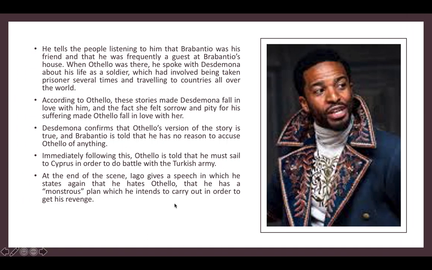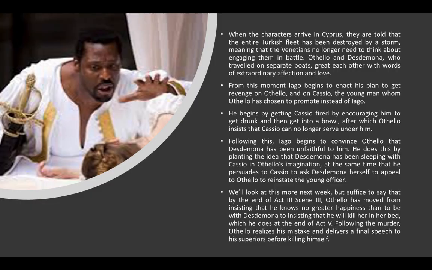So they go to Cyprus. Everyone exits. This is the end of Act One, and then Iago has a speech in which he says that he has a monstrous plan which he will use to get revenge on Othello. There's a long critical debate about why Iago does what he does, and it's never really been answered. We'll talk about that more next week when we talk about Othello and Iago's relationship.